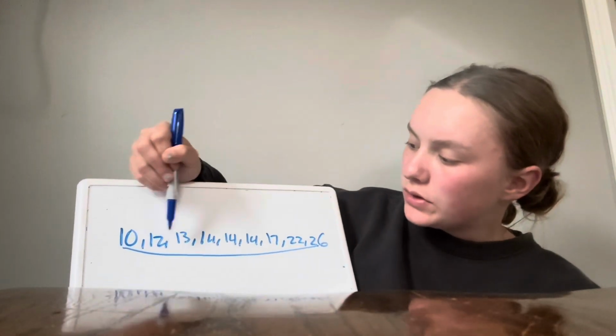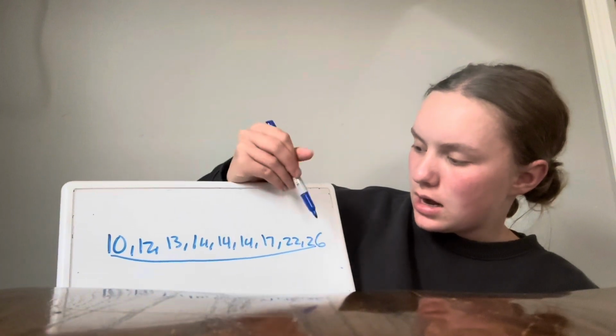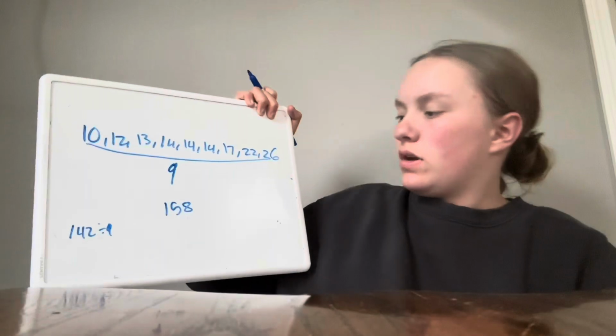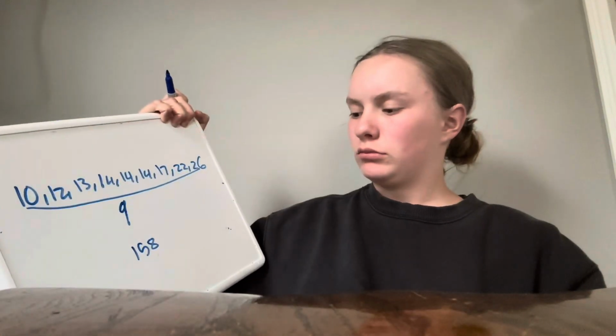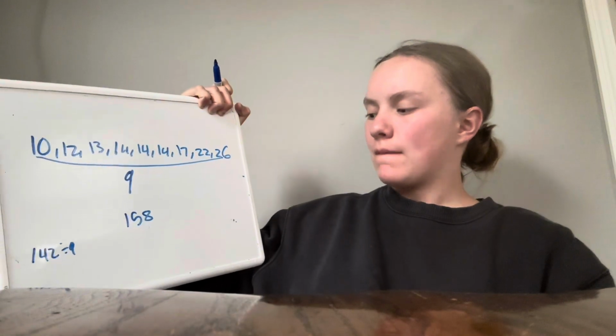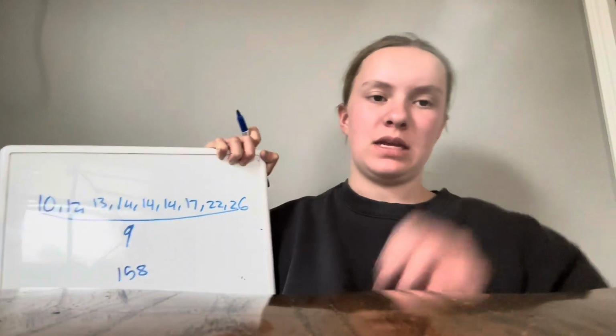There's 1, 2, 3, 4, 5, 6, 7, 8, 9. There are 9 numbers in this data set. You add all that up, you get 142. And 142 divided by 9 is 15.8, which is our mean.